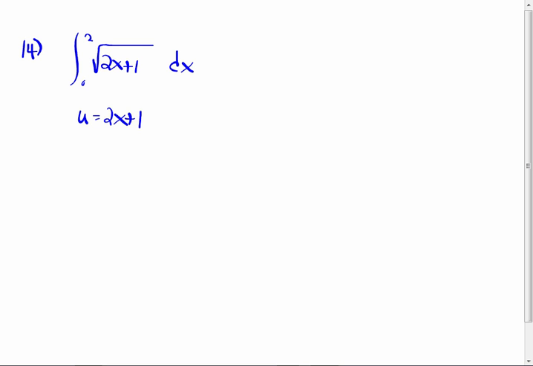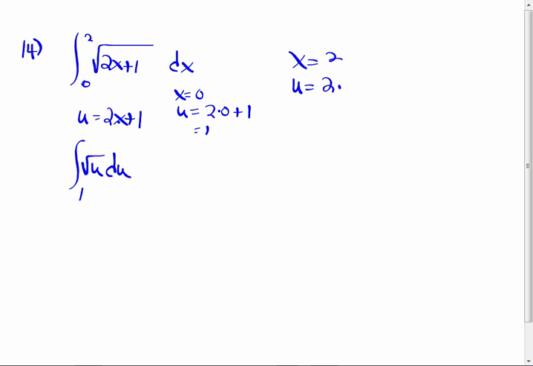If you look at the answers, everything's in terms of u. You're not integrating this, but you must change it over. So it's the integral of the square root of u du. That's the easy part. Now, if x equals 0, what's u equal to? 2 times 0 plus 1 is 1. If x is equal to 2, what's u equal to? 2 times 2 plus 1, so that's 5.